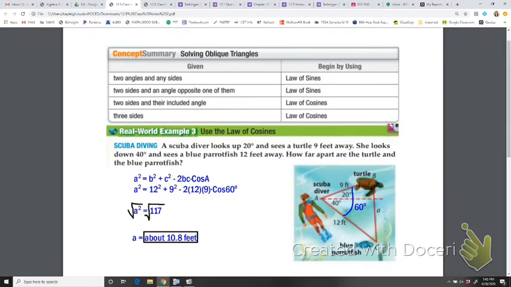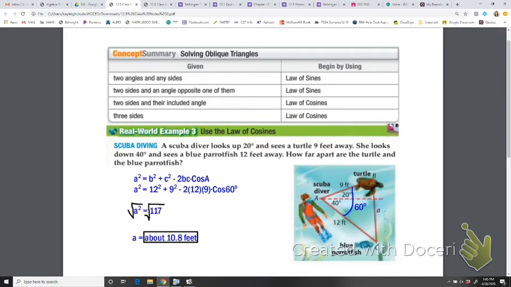He looks up 20 degrees and sees a turtle that's 9 feet away. And she looks down 40 degrees and sees a blue parrotfish that's 12 feet away. How far apart are the turtle and the blue parrotfish? So together, that whole angle, 20 plus 40, would give you an angle of 60 degrees. So I have two sides and the included angle. So you're going to use the law of cosines on this one.